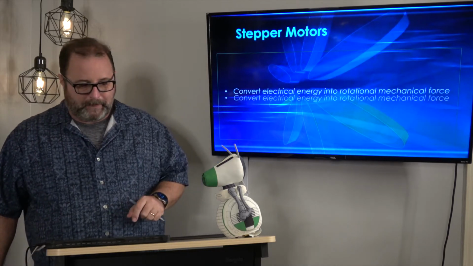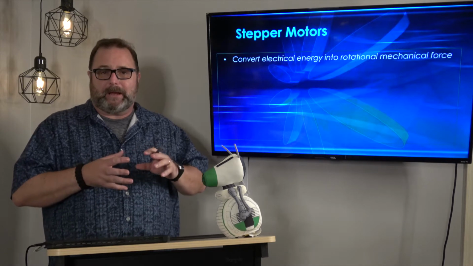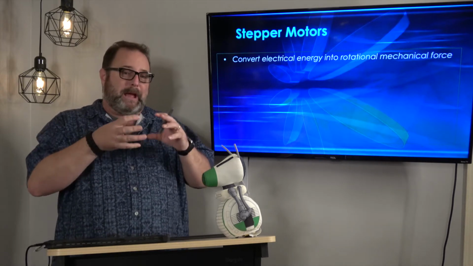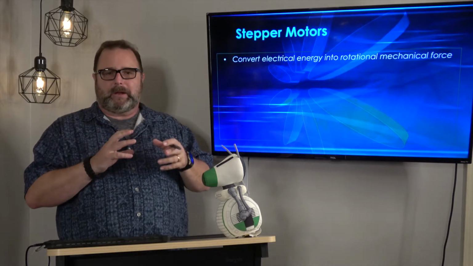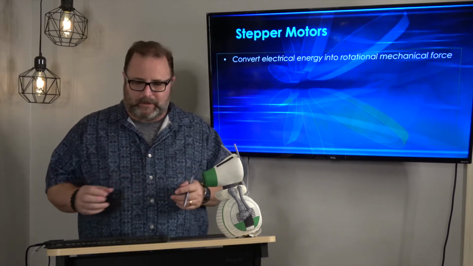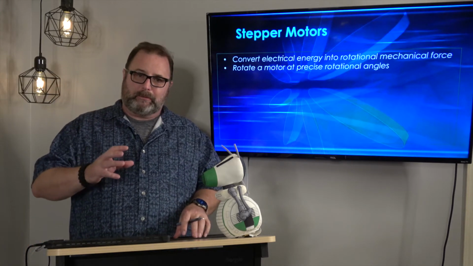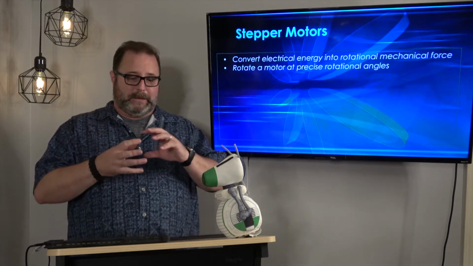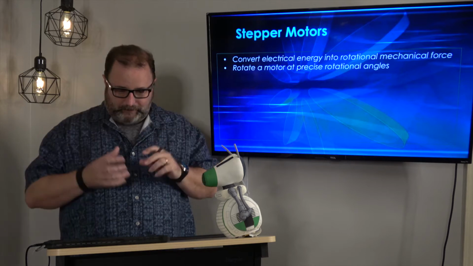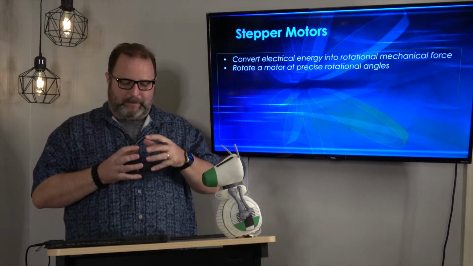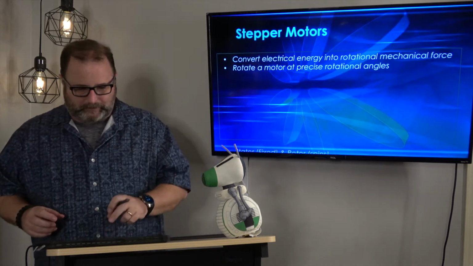Stepper motors convert electrical energy into rotational mechanical force. We've got power to a motor and we want to turn a shaft so that something either rotates, moves, steps, whatever it is. We want to make a rotation. Stepper motors are called stepper motors because they rotate in steps. So it's going to rotate at precise rotational angles. That's how it works.